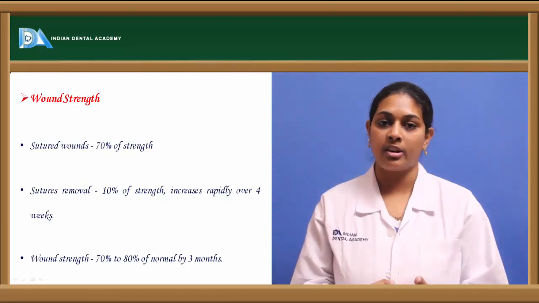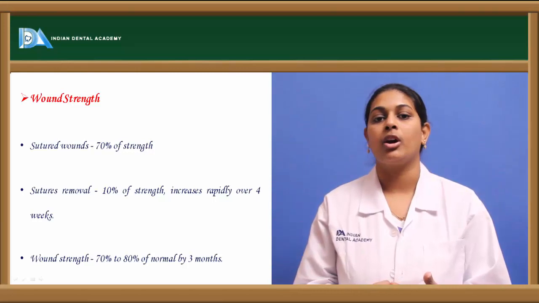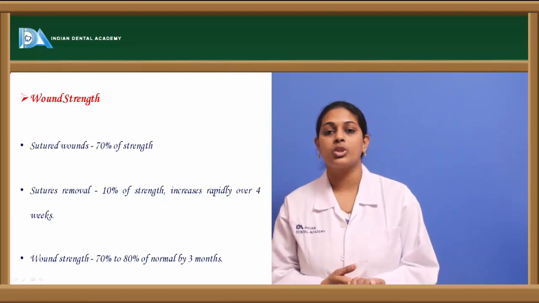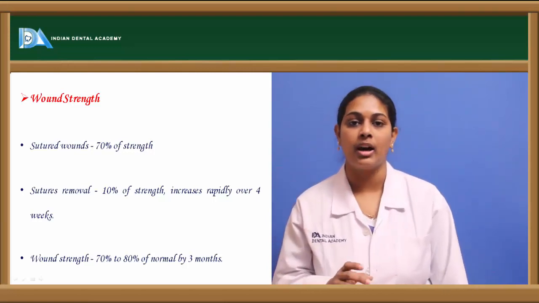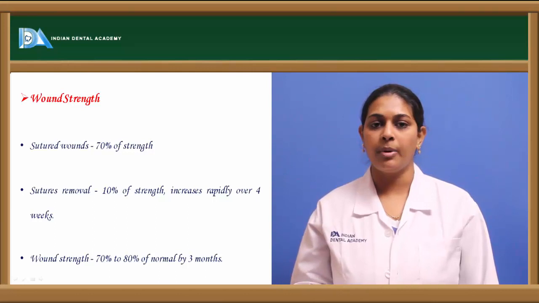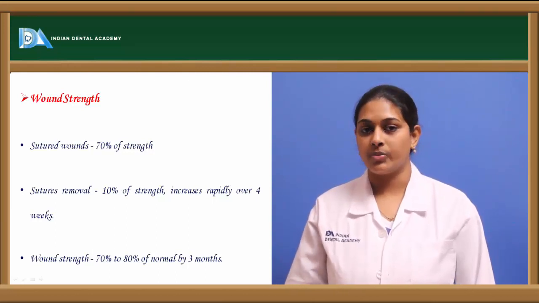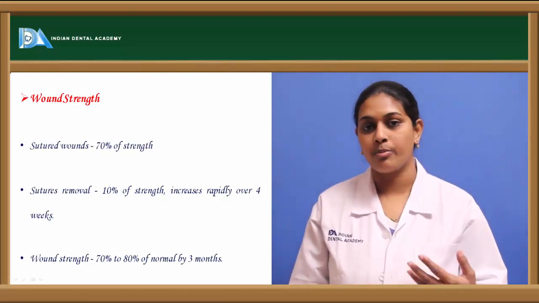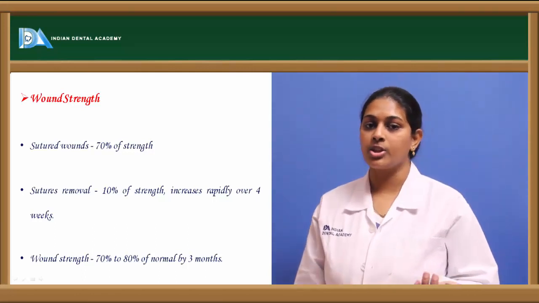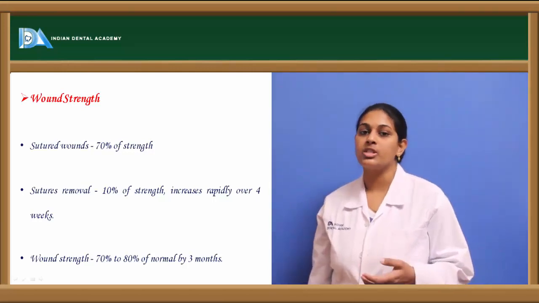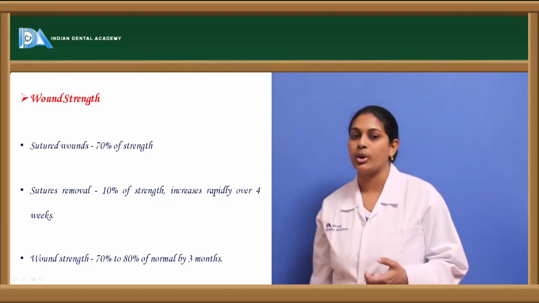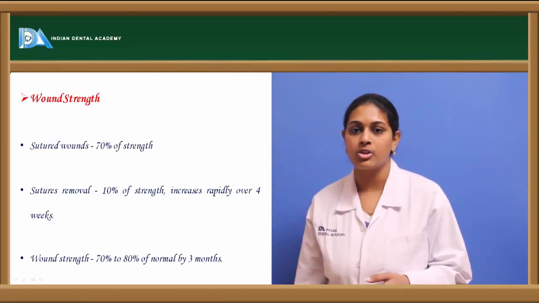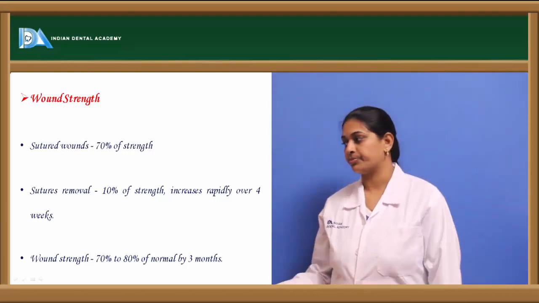But once these sutures are removed, usually after 1 week, there is only 10% of the strength of normal skin present at the wounded site. This 10% of strength rapidly progresses within a few weeks, about 4 weeks, and the strength reaches the maximum level. The maximum wound strength is 70 to 80% of an unwounded site. It reaches this by 3 months, when it reaches normal wounded function.